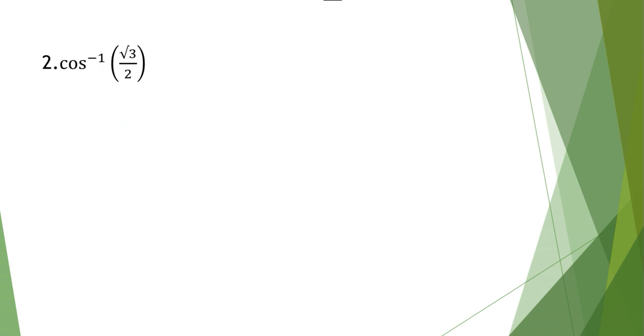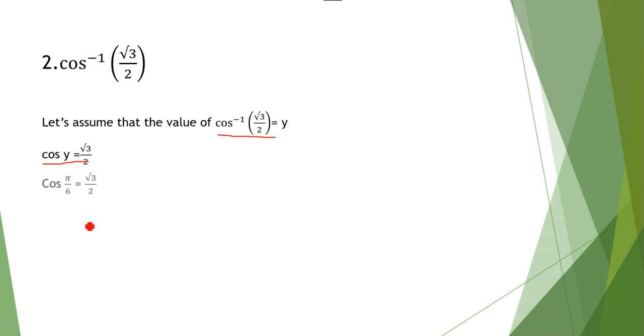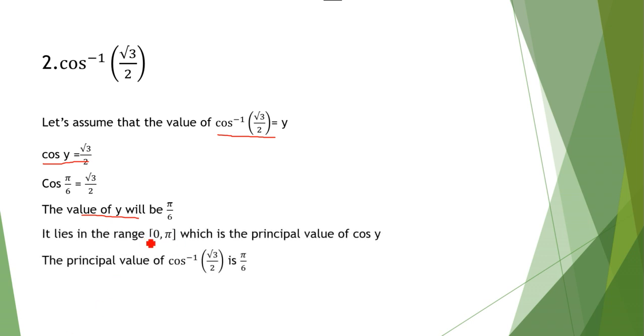Next is cos inverse of root 3 by 2. Here we don't have any negative, so we do the basic assumption: cos inverse of root 3 by 2 is equal to y, and then we can write it as cos y is equal to root 3 by 2. To get the value of root 3 by 2, the value of y should be pi by 6. Checking the range, which is from 0 to pi for cos, we know that pi by 6 lies between 0 and pi. So the principal value is pi by 6.